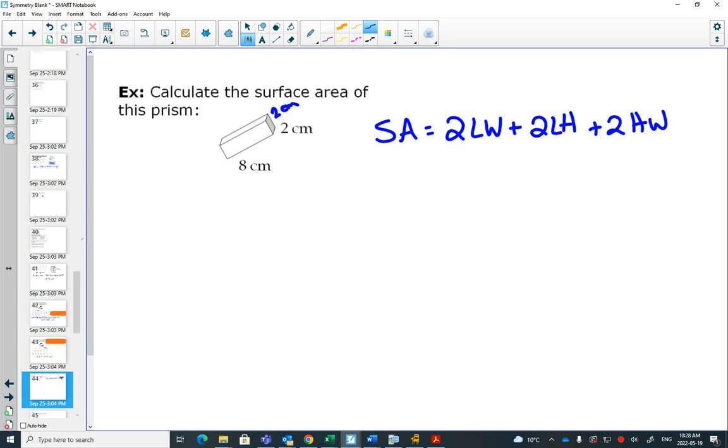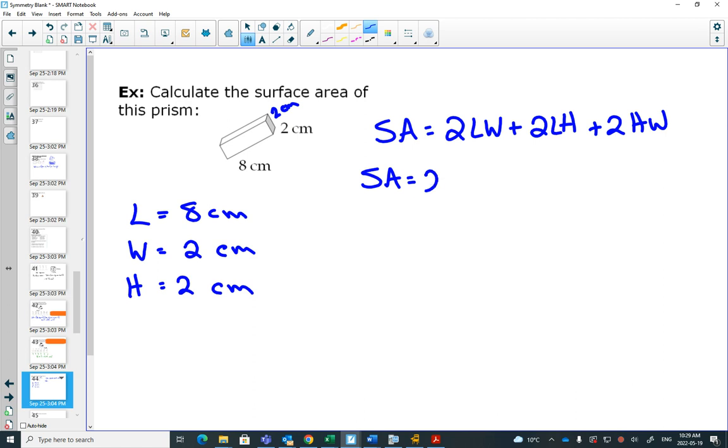So when you're looking at your shape, depending on how you look at it, you could have different values for what's your width, what's your length, what's your height. Okay? If you look at this, maybe you decide I'm going to make my length 8 centimeters, my width 2 centimeters, and my height 2 centimeters. So one way that you can calculate the surface area of a prism is to use the formula, write out the things that you have, and then it's just a matter of substituting in.